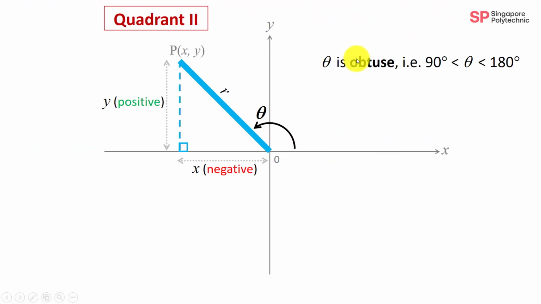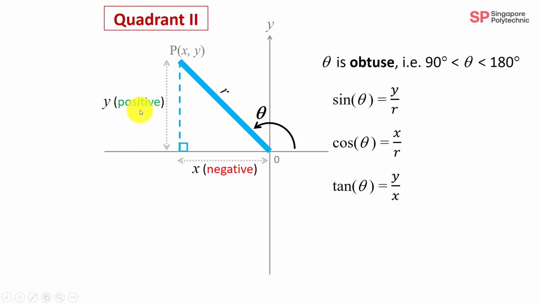In Quadrant 2, the angle theta is obtuse. This means that theta is between 90 degrees and 180 degrees. Observe that the adjacent side here, x, is negative, whereas the opposite side here, y, is positive. The hypotenuse is always positive.